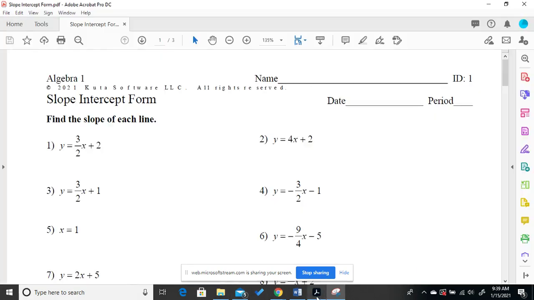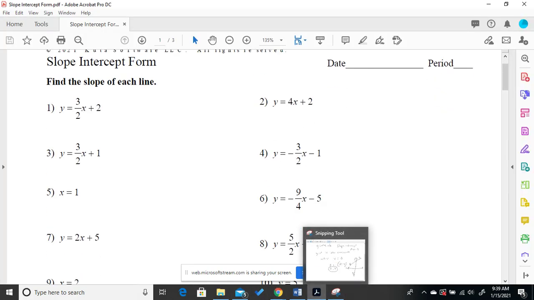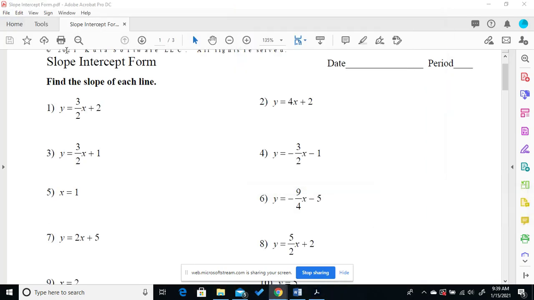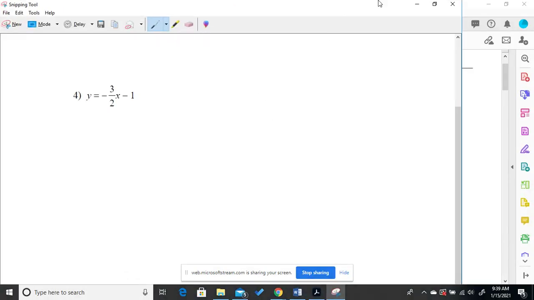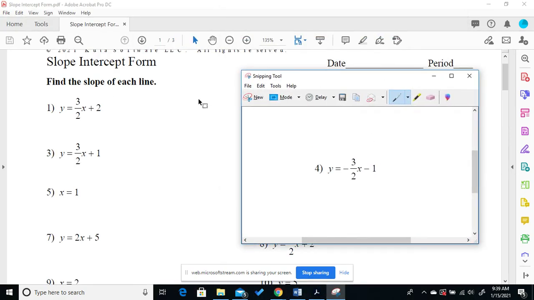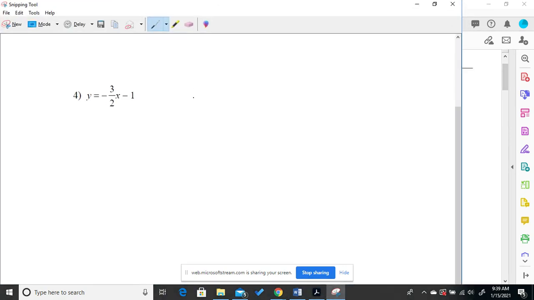Let's look at an actual example of something that I'm going to ask you to do in this week's assignment. So let's look here. Let's just look at number 4. All right, so the directions say find the slope of each line. So we have y equals -3/2 x minus 1. And we want to find the slope.